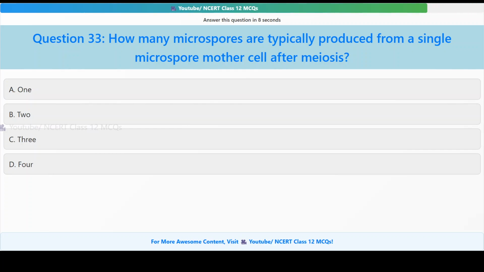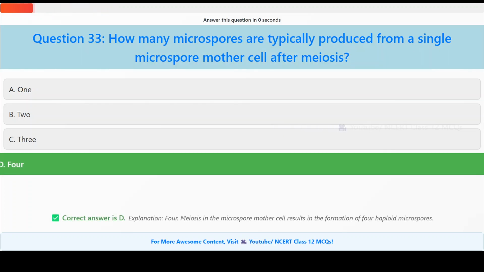Question 33. How many microspores are typically produced from a single microspore mother cell after meiosis? 4. Meiosis in the microspore mother cell results in the formation of 4 haploid microspores.